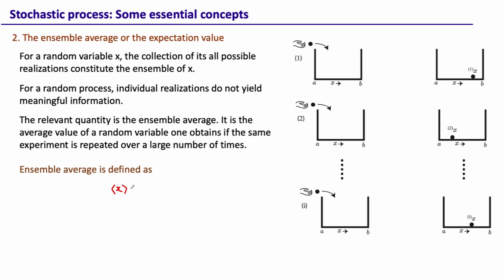this angular bracket that represents the ensemble average, and this is defined in the following manner: the limit as n goes to infinity, with n being for the normalization, of the sum of x_i, where this is the ith realization. We take each ith realization, sum them over, and divide by the number of realizations. Of course, when we say ensemble average, we do mean it in the context of n being infinity.